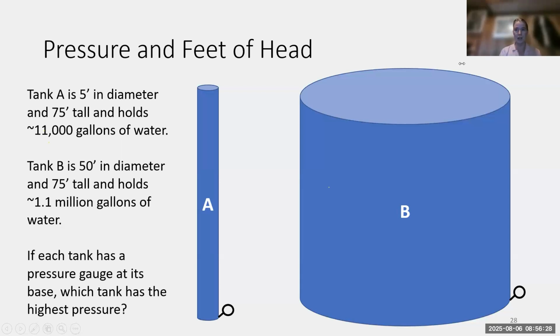And this is really just looking at pressure and feet of head here. So, tank A is really tall and skinny. Tank B is the same height, but it's a lot fatter. If each tank has a pressure gauge at the base, which tank do you think has the highest pressure? That's kind of a trick question, because A actually equals B. How we calculate pressure is based on the height of the tank rather than the size or the overall volume of the tank.